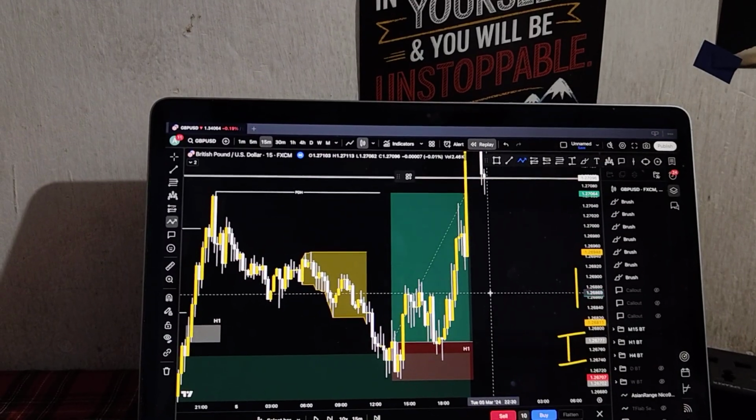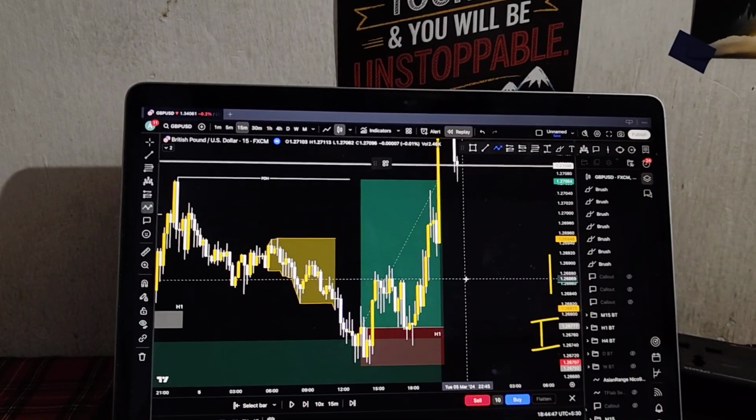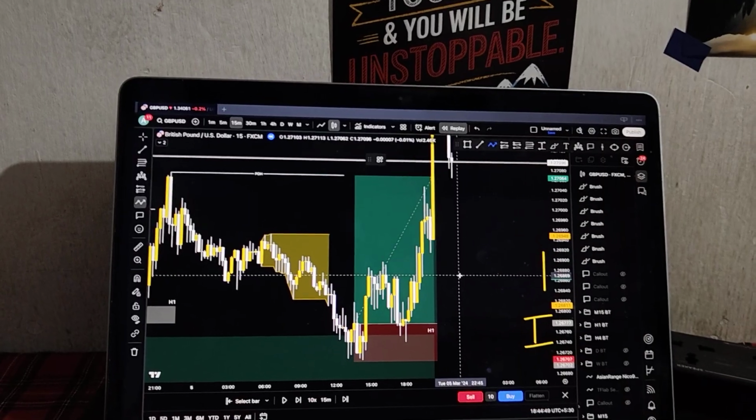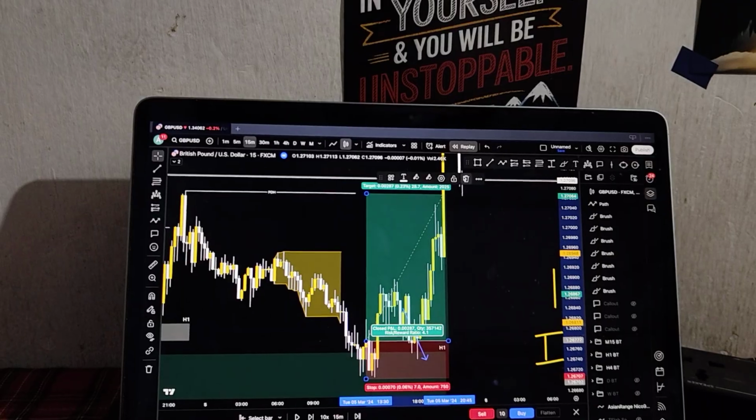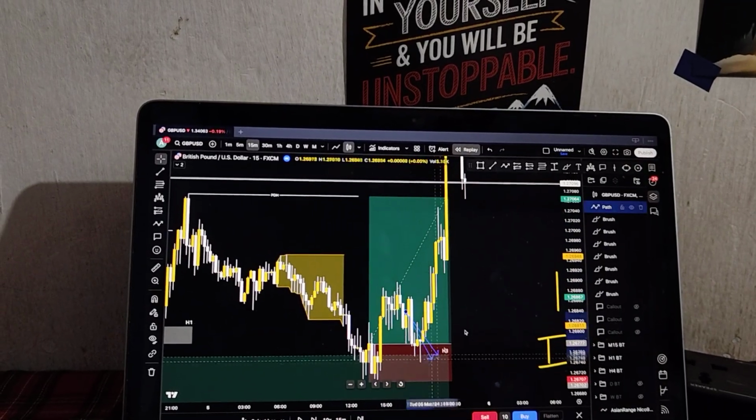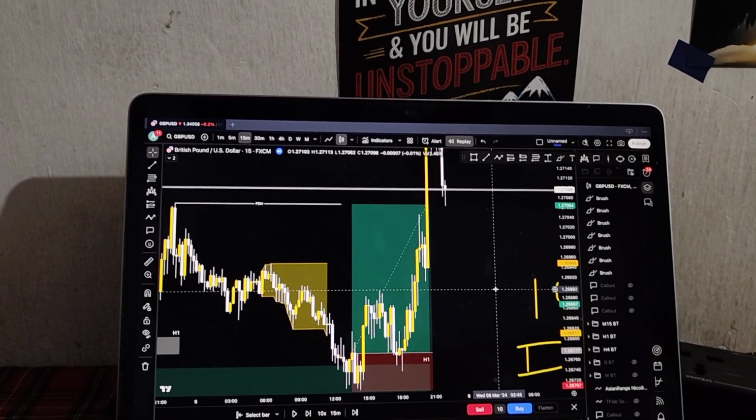Also, there is one thing I've learned. Don't get afraid when the price comes closer to your stop loss. If you are trading with the bias and you have given your stop loss enough room to breathe, then you don't need to be afraid or anything.